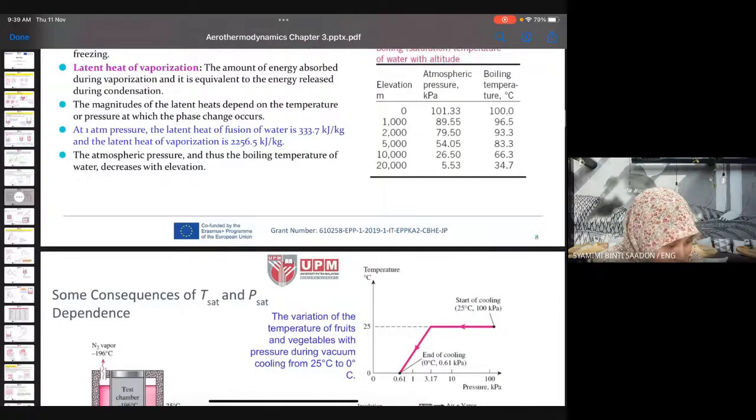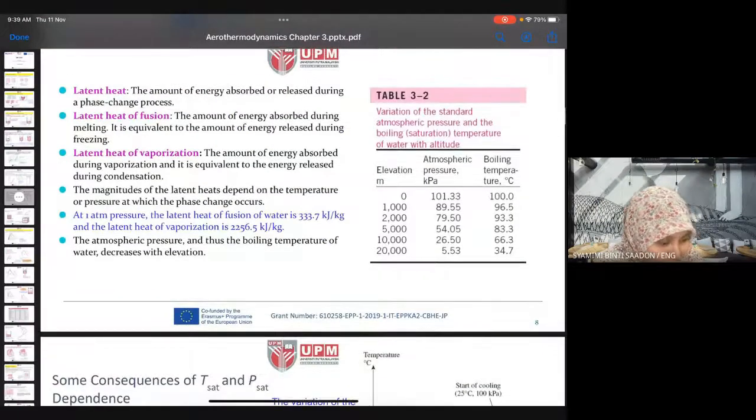For example, this one is related to maybe aircraft. At different atmospheric pressure, at different elevation, different altitude, the water or air have a different atmospheric pressure. So of course, the boiling temperature, the vaporization temperature, also will change depending on the pressure, atmospheric pressure or elevation, due to the altitude.